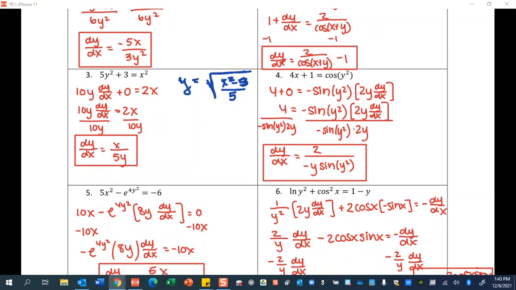Or you can go ahead and take the derivative of each piece. With 4, when I take the derivative of 4x, I get 4. That's the easy part. When I take the derivative of 1, that's 0. Again, that's the easy part. The derivative of cosine is the opposite of sine. And again, here's our chain rule. Here's our inside function, so I'm going to take the derivative of that next. The derivative of y squared is 2y dy dx.